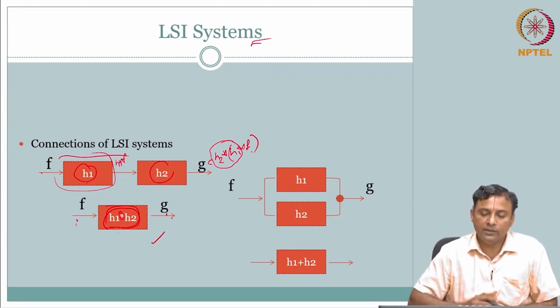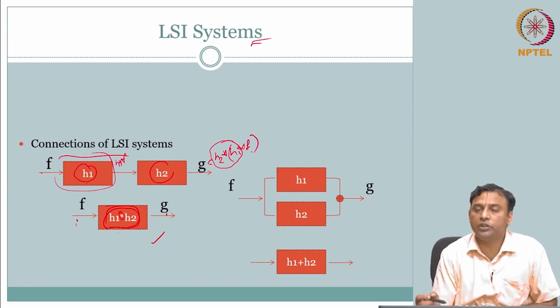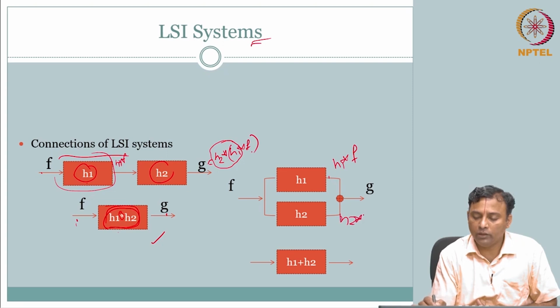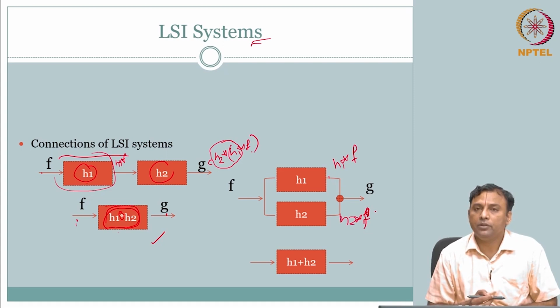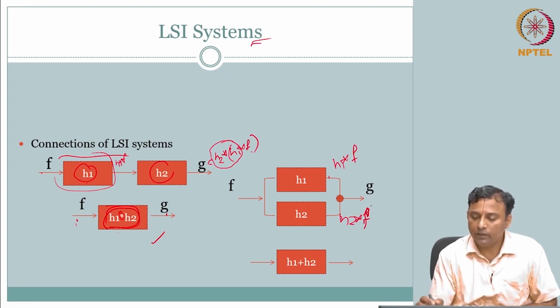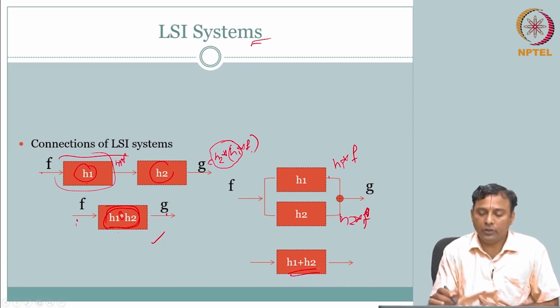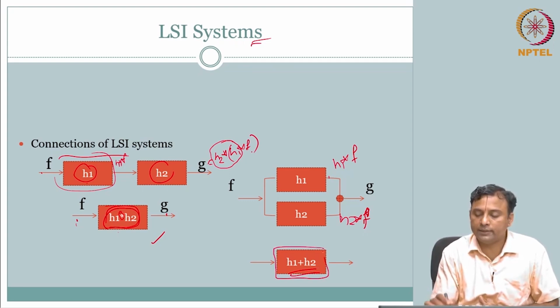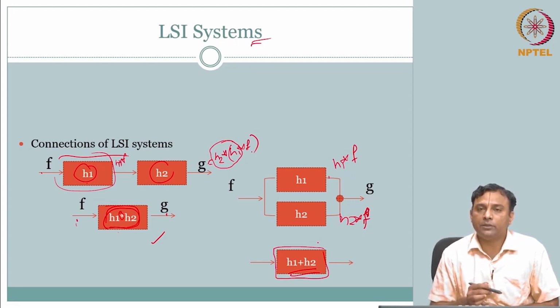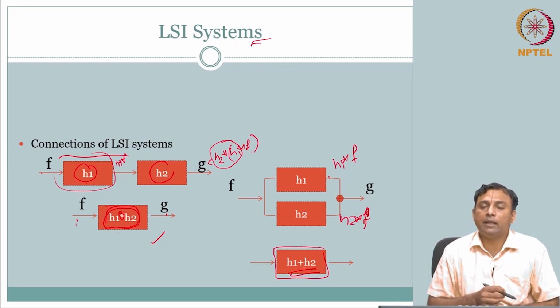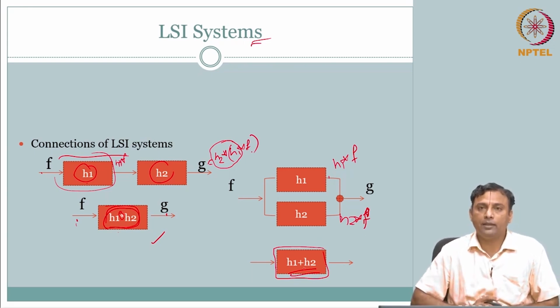This is in series. Similar logic you can extend if you have H1 and H2 in parallel, right. What will be the output here? This will be H1 convolved with F, this will be H2 convolved with F. So, G is going to be nothing but the sum of these two, right. So, if you have them in parallel, you can reduce that to a single equivalent system whose impulse response or system function is nothing but the sum of the individual ones, clear.